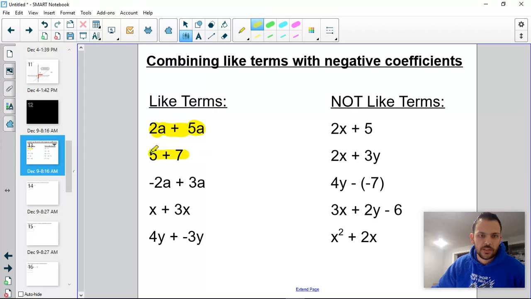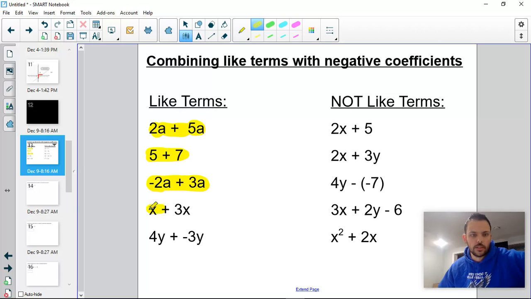We have 5 plus 7. We can combine those, and 5 plus 7 is 12. We have 2a, negative 2a, plus 3a. The negative sign doesn't mean that it's not a like term. It doesn't matter what the sign is in front, just the letter that's with it. We call that the variable. Since these both have the same variable, they're like terms.